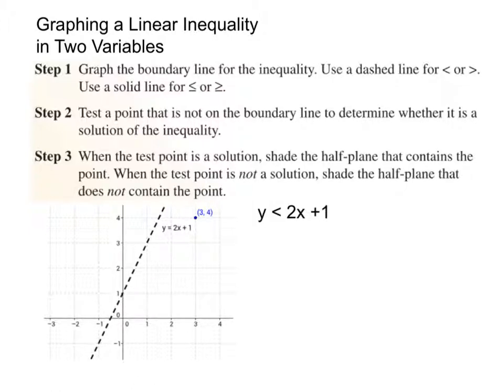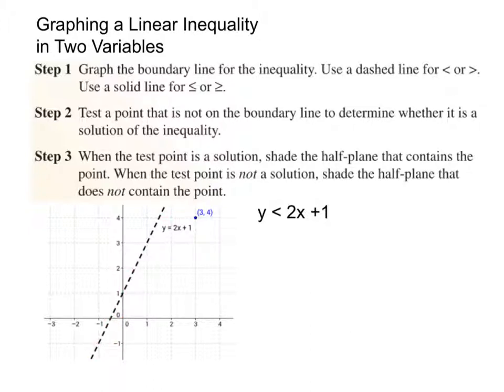So you can see I have my original inequality. y is less than 2x plus 1. It's basically in slope-intercept form. I'm going to graph the line y equals 2x plus 1. Y-intercept of 1, slope of 2, up 2 over right 1, or down 2, left 1, and I'd have my boundary line.